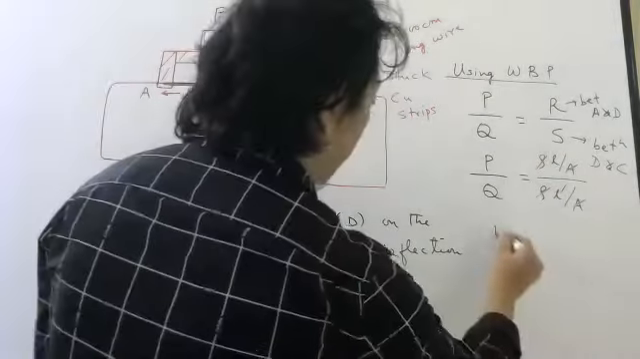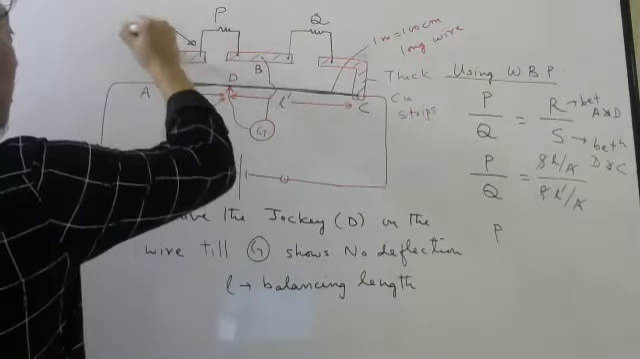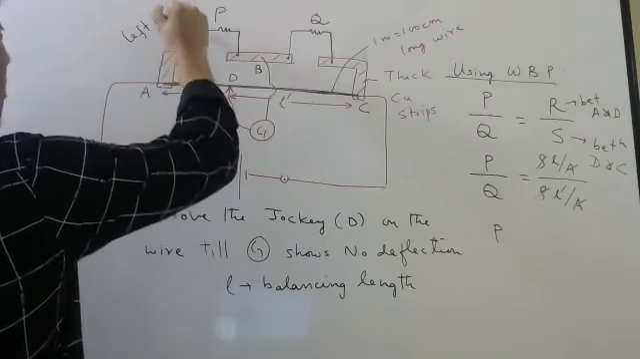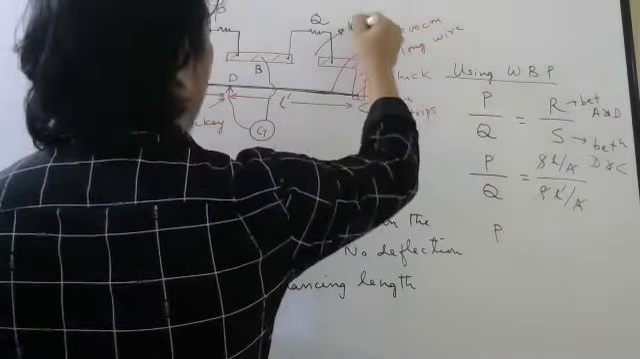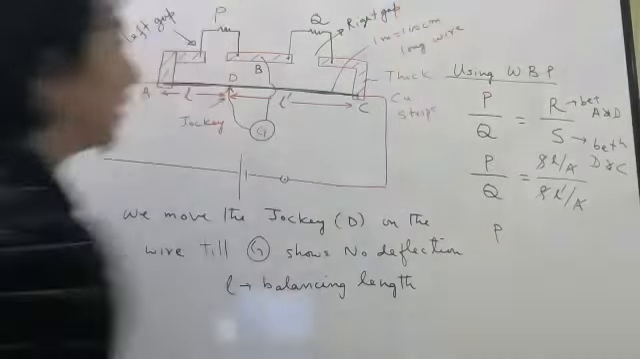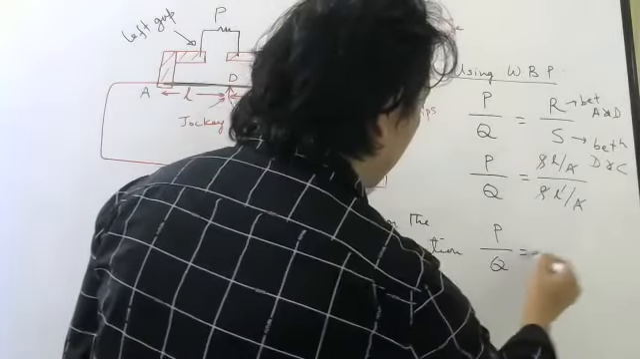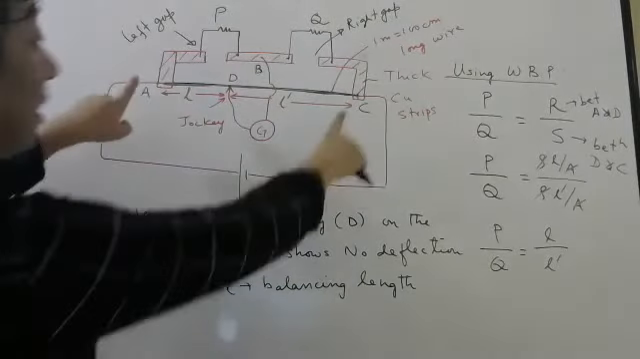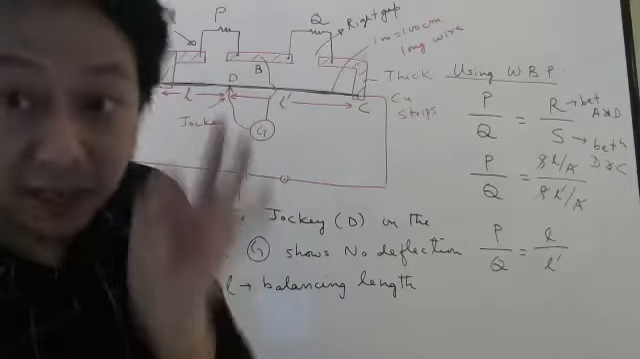So P, which is the resistance on the left gap, this is called the left gap of the meter bridge. This is called the right gap of the meter bridge. Okay. So P by Q equals L by L dash. And this will be 100 centimeter long, and the scale here will be in centimeter.